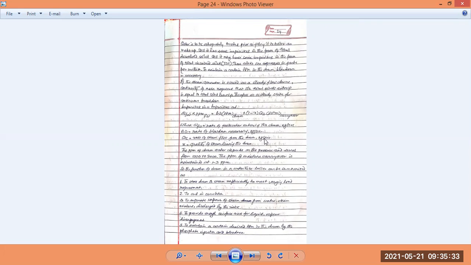The ppm of moisture is supposed to be 1 to 3 only. So the total function of the drum in a water tube boiler can be summarized as to store water and steam, and to store water and steam sufficiently to meet varying load requirements.